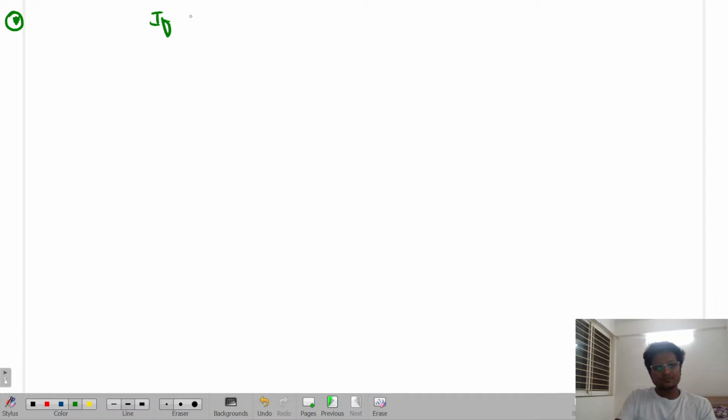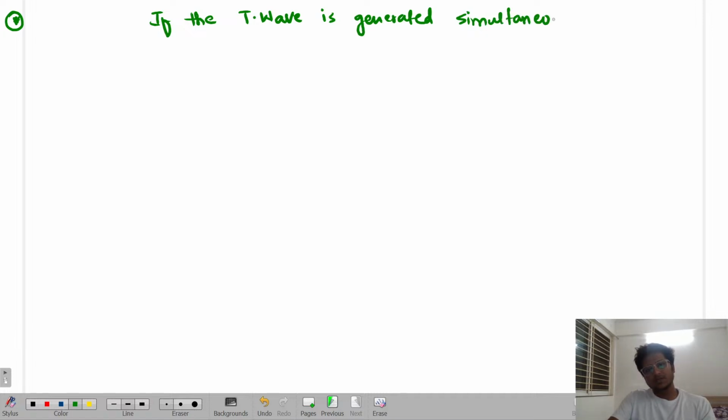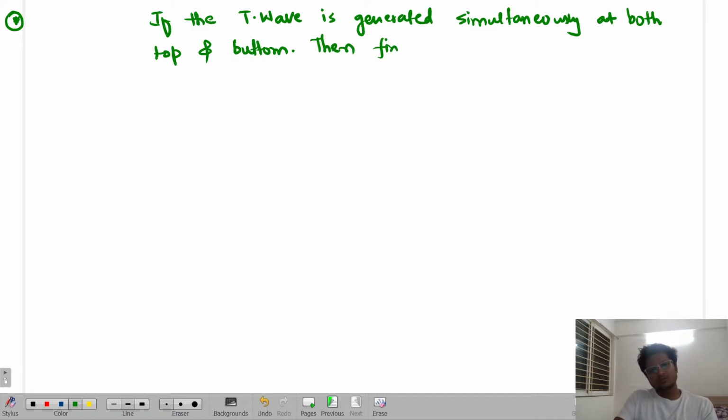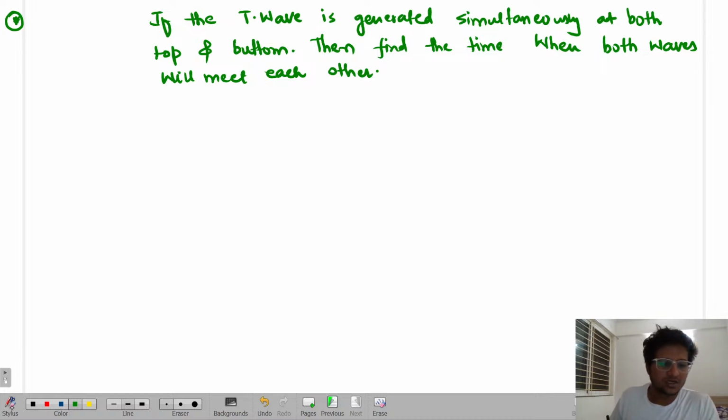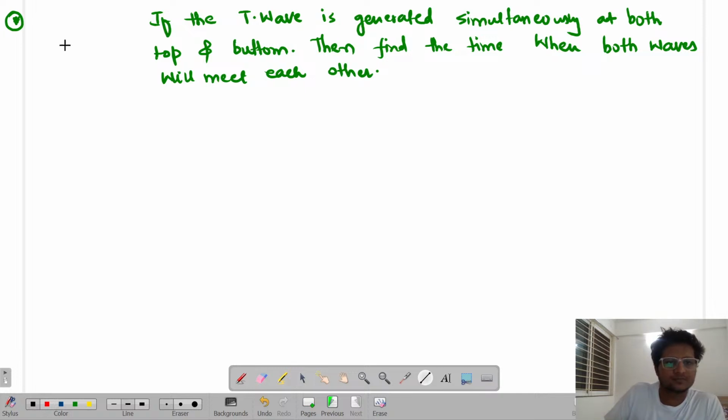Are you able to get me or not? So in the same question, if the transverse wave is generated simultaneously at both top and bottom, then find the time when both waves will meet each other. Got it? I have the string.